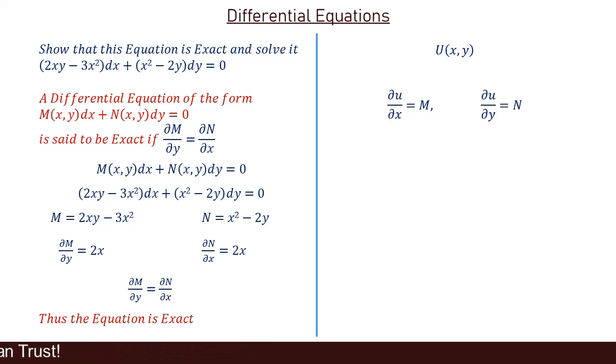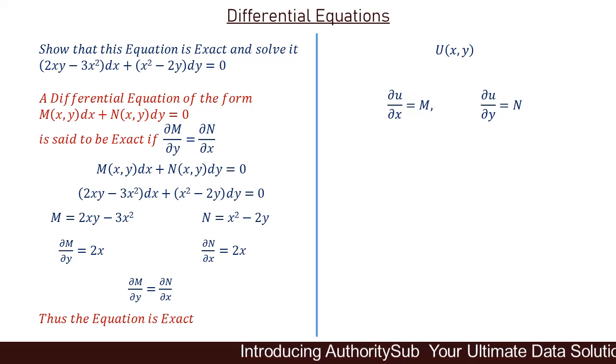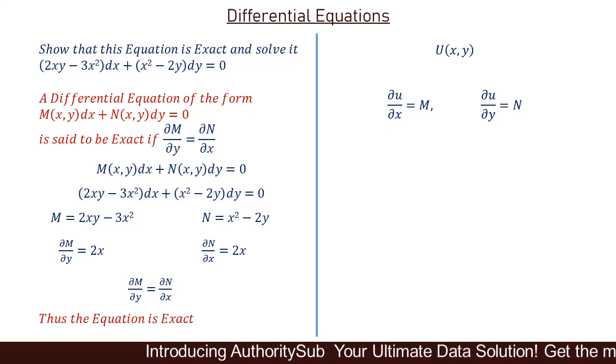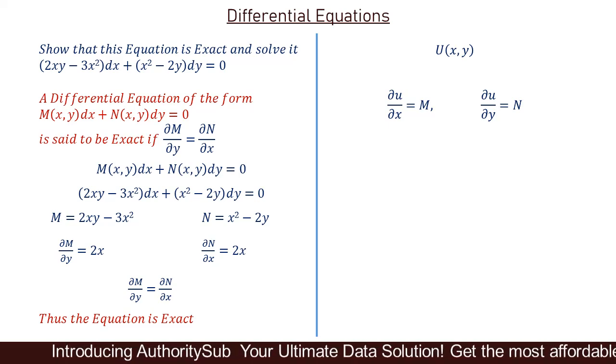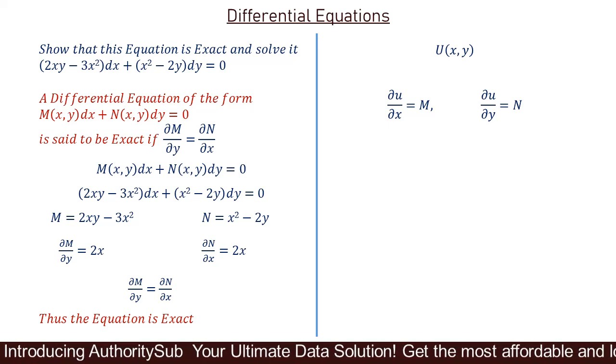And when you differentiate this function u partially with respect to y, it's going to give you n. So when we find this particular function u of x comma y, such that when you differentiate it partially with respect to x, it will give you m, and when we differentiate it partially with respect to y, it will give you n, that particular function is the solution to this differential equation.